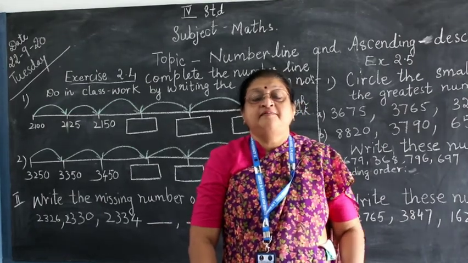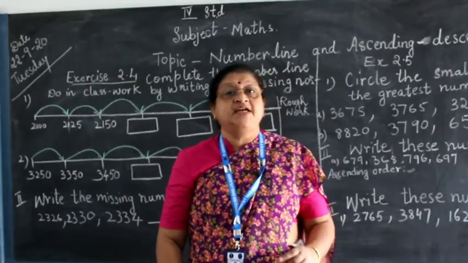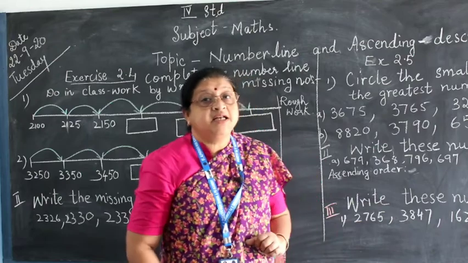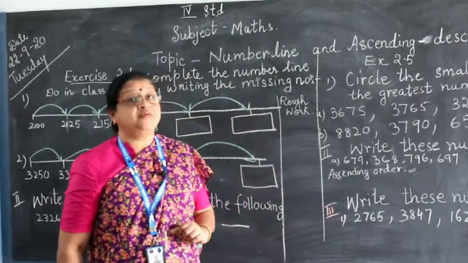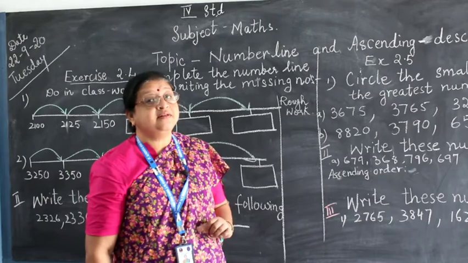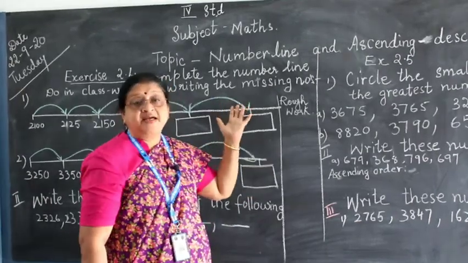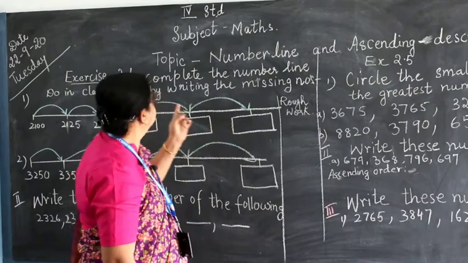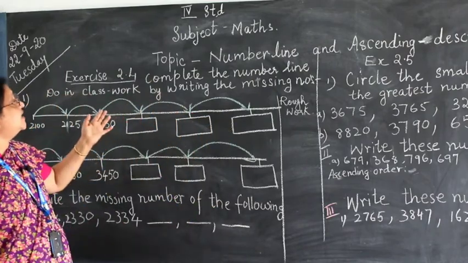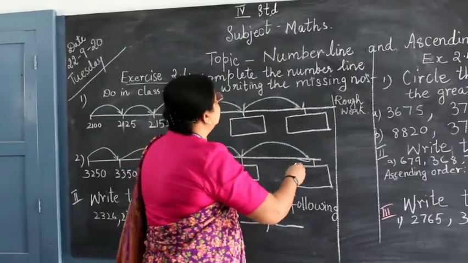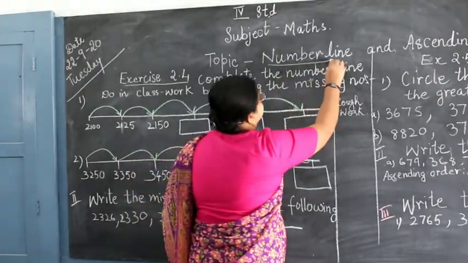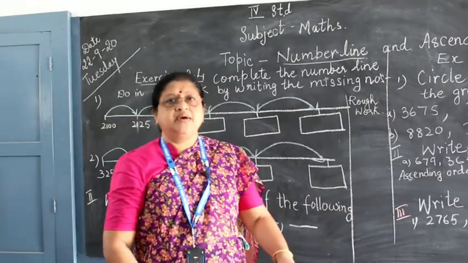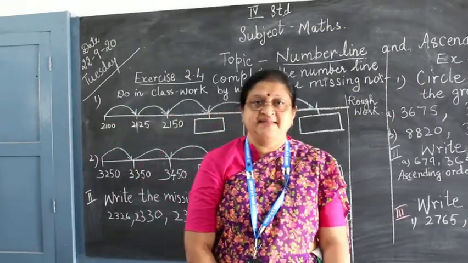Before we go into the next topic, please listen carefully, because you all know the place value, isn't it? Now, with the help of the place value, we will be doing the first topic in 4-digit numbers, the number line. So what are we doing, children? Number line. See, the topic is number line. Now, children, what is the use of a number line?